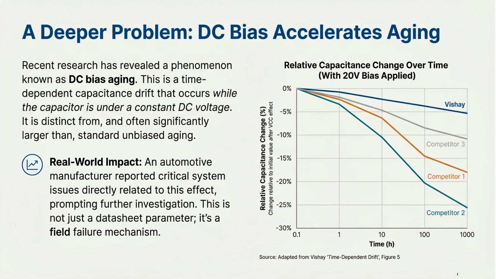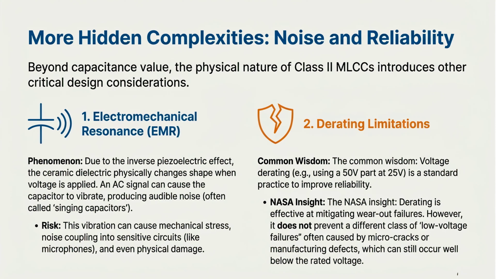This phenomenon, known as DC bias aging, is a field failure mechanism that results in a time-dependent capacitance drift larger than standard unbiased aging. Beyond capacitance, Class 2 MLCCs introduce other complexities. Electromechanical resonance can cause the capacitor to vibrate and produce audible noise. Also, derating has limitations and doesn't prevent all failures.